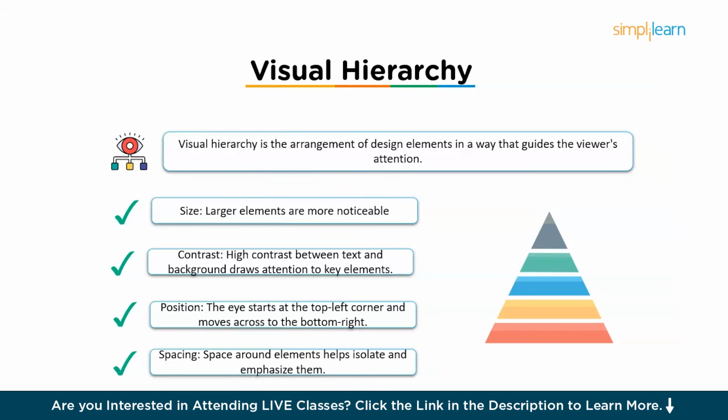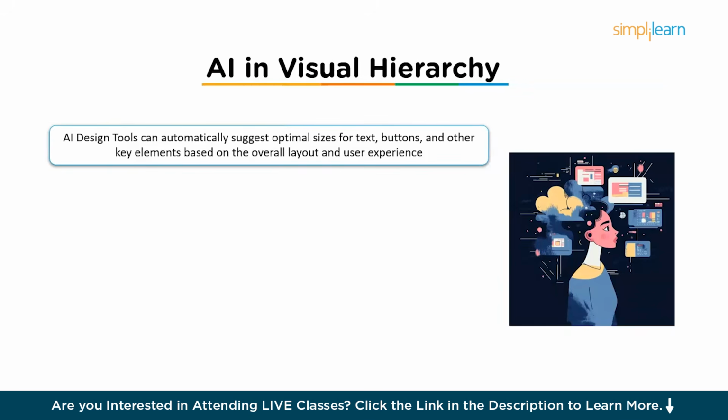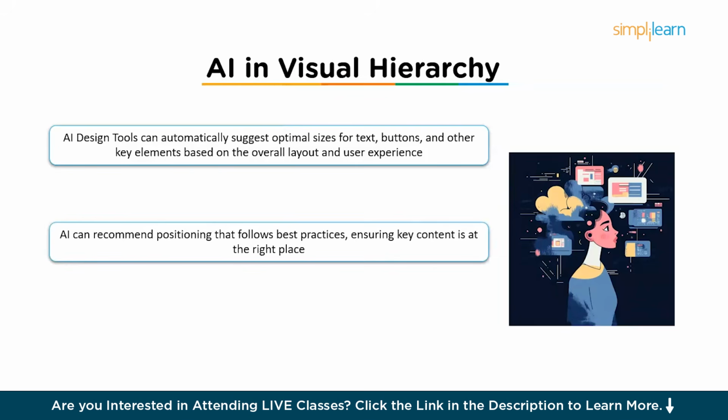Now we will understand how AI helps in the visual hierarchy. First, we have AI design tools like Canva and Figma that can automatically suggest optimal sizes for text, buttons and other key elements based on the overall layout and user experience. Then AI can recommend positioning that follows the best practices, ensuring key content is in the right place, for example, adjusting the CTAs and the headers for prominence.